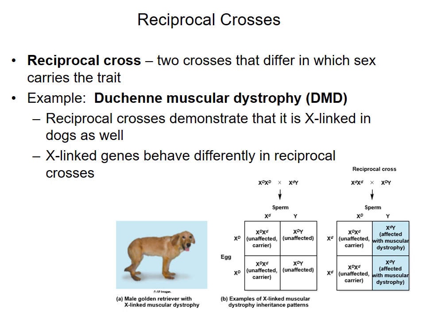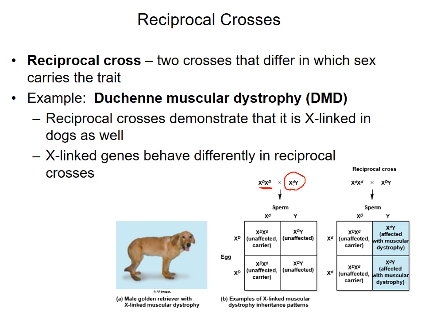Now, oftentimes when they're trying to study X-linked diseases, they're going to do this thing called a reciprocal cross. A reciprocal cross is when you do two crosses that differ in which sex carries the particular trait that you're looking for. So for instance, go ahead and take a look at the two Punnett squares. What we're looking at over here is our first scenario. We switch back over to my pen. We see that we have an unaffected female and an affected male.